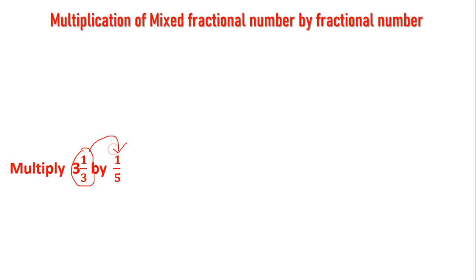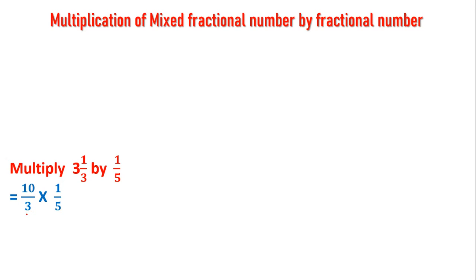So first I will convert this mixed fraction into an improper fraction, then I will multiply. After converting this mixed fraction into an improper fraction, I will get 3 into 3 is 9, 9 plus 1 is 10. So 10 by 3 I got. After that we need to multiply, because of that I wrote the multiplication sign, and last I wrote this 1 by 5 as it is.